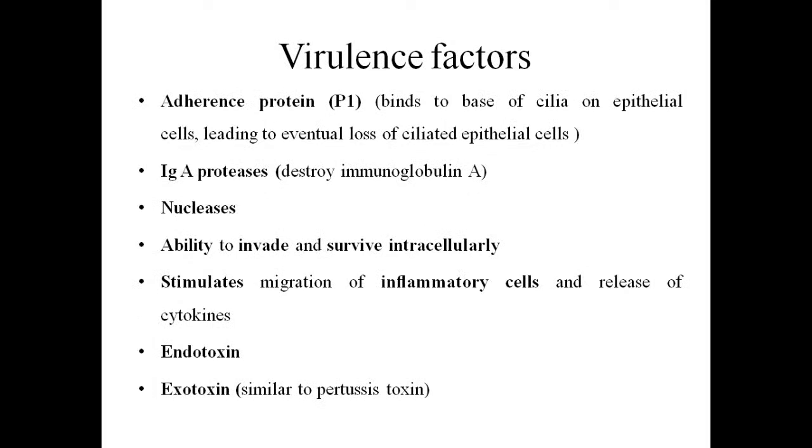Virulence factors. Mycoplasma have adherence protein P1, which is also the antigen that we have mentioned. It binds to the base of cilia on epithelial cells, leading to eventual loss of ciliated epithelial cells. I hope you remember what the function of cilia in the respiratory tract is. They produce IgA proteases that destroy immunoglobulin A. They produce nucleases that destroy the nucleus of human eukaryotic cells. They have the ability to invade and survive intracellularly.